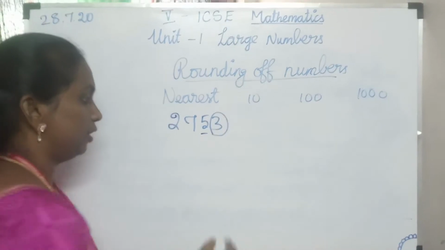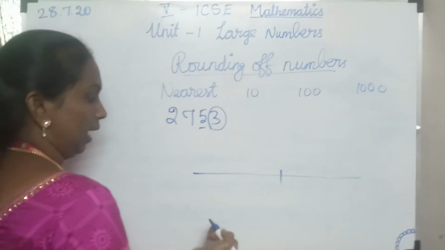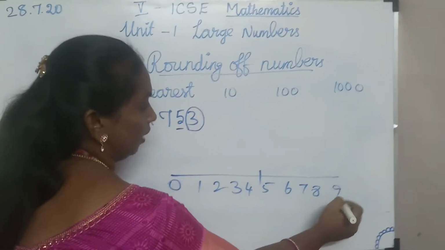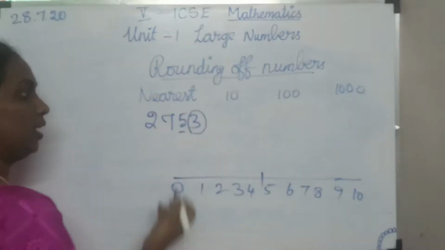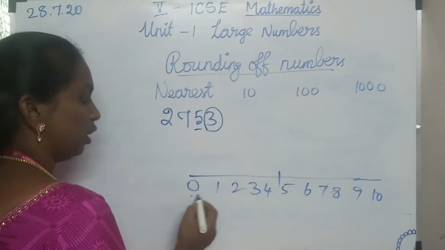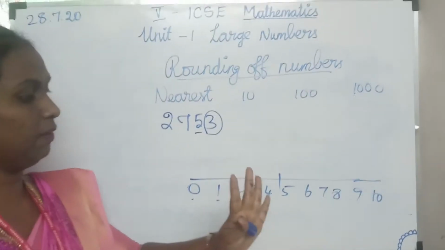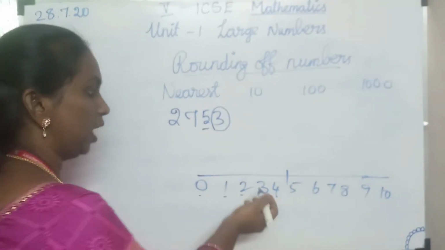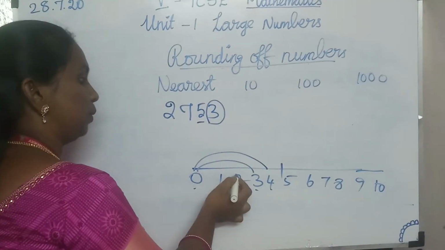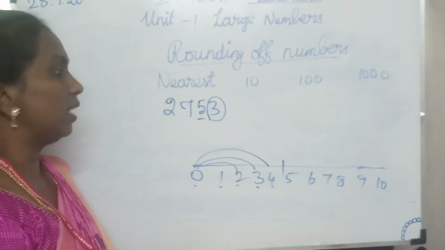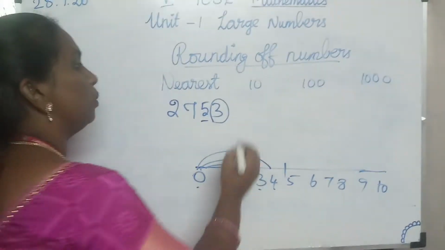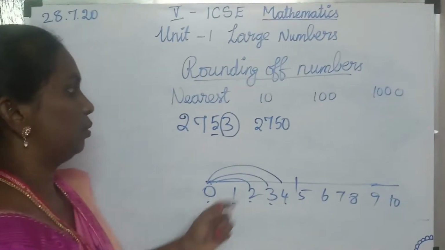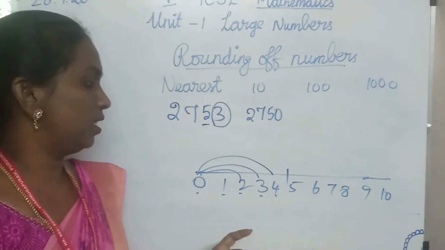So I said first draw the number line 0, 1, 2, 3, 4, 5, 6, 7, 8, 9 and 10. Okay children, see the number if it is 0, 1, 2, 3, 4. 5 numbers are there. So if it is one of these 5 numbers, we have to come back to the same position. So same position is nothing but a 50 is there. As it is, you have to write 275. This will be always a 0. So 50. Can you understand children?